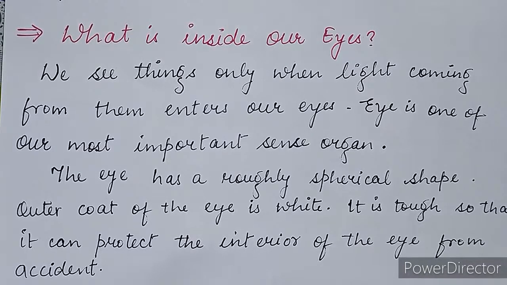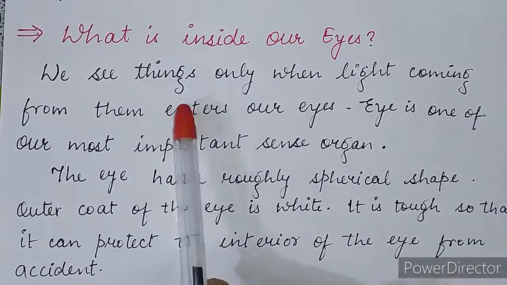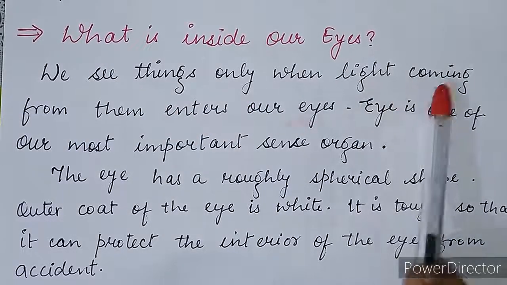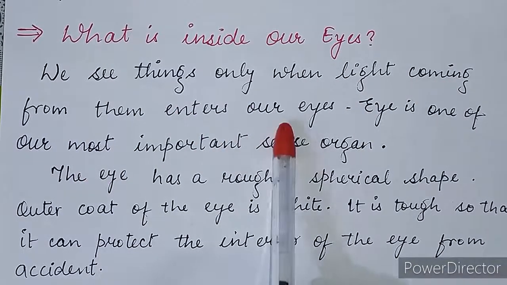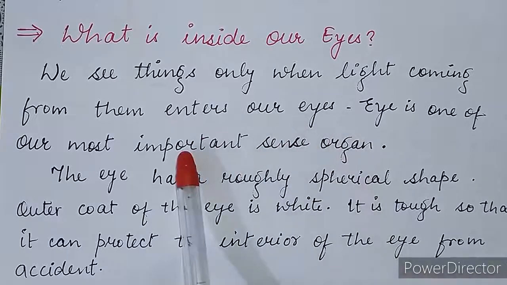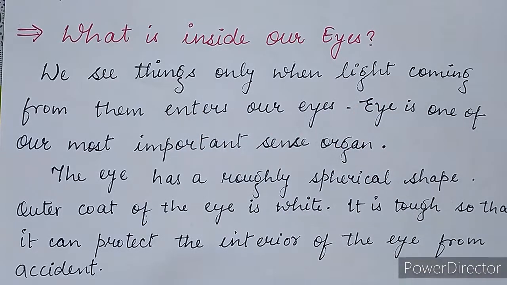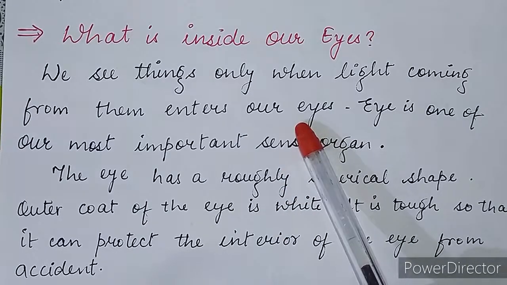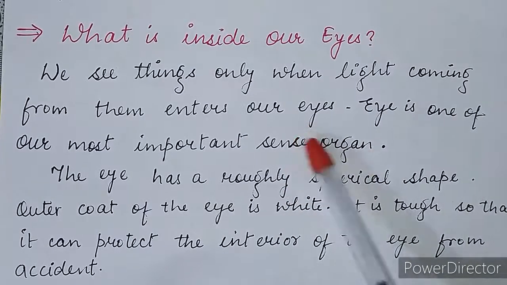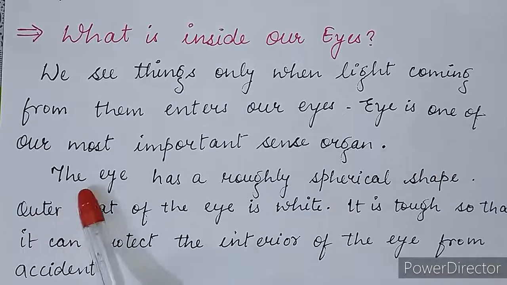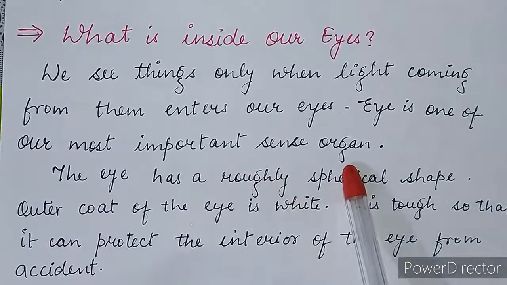What is inside our eye? We see things only when light coming from them enters our eyes. Any light that strikes an object and comes towards our eyes, enters our eyes, and only then are we able to see things. The eye is one of our important sense organs.